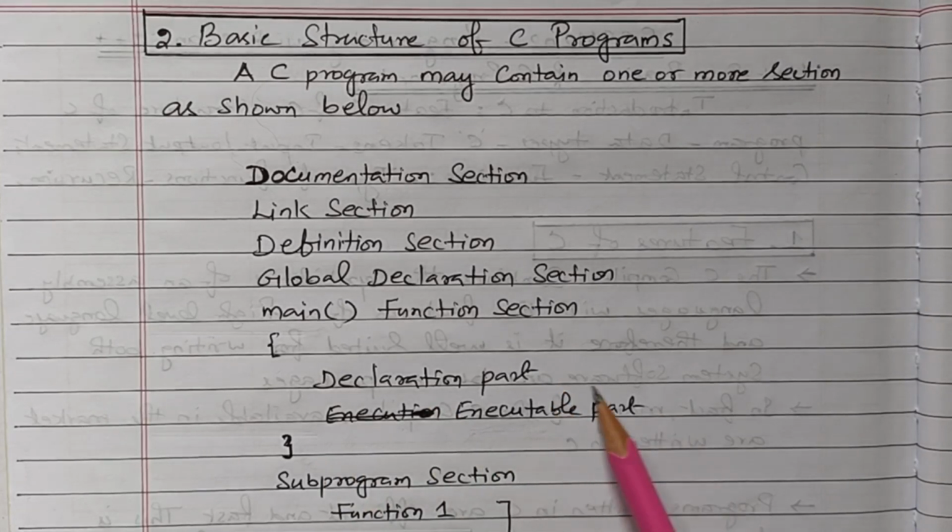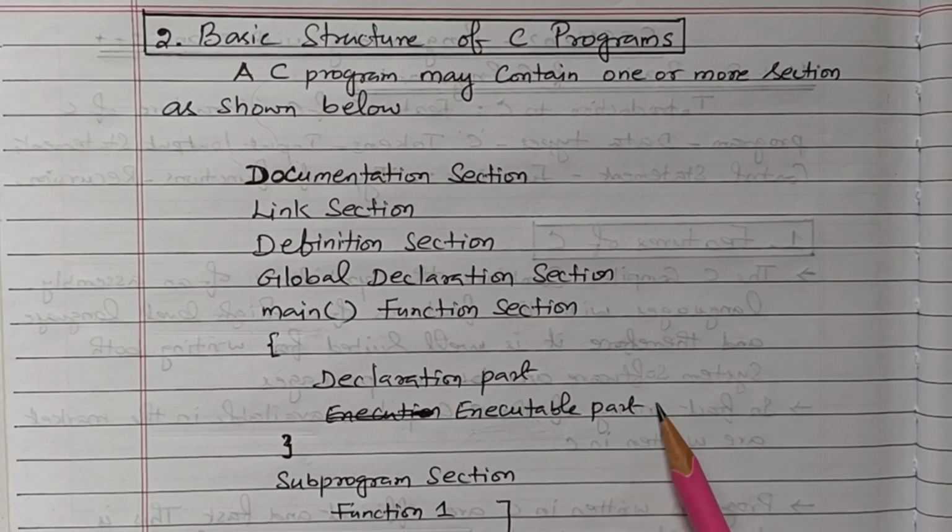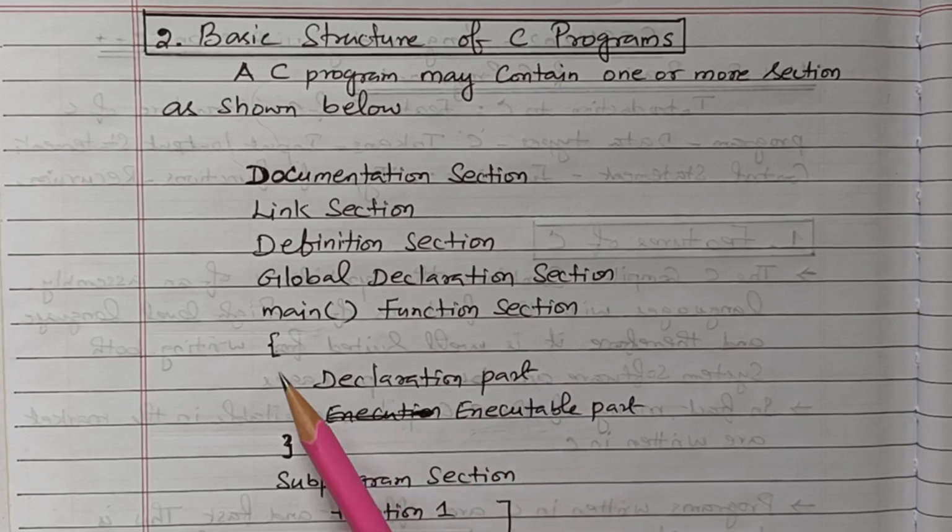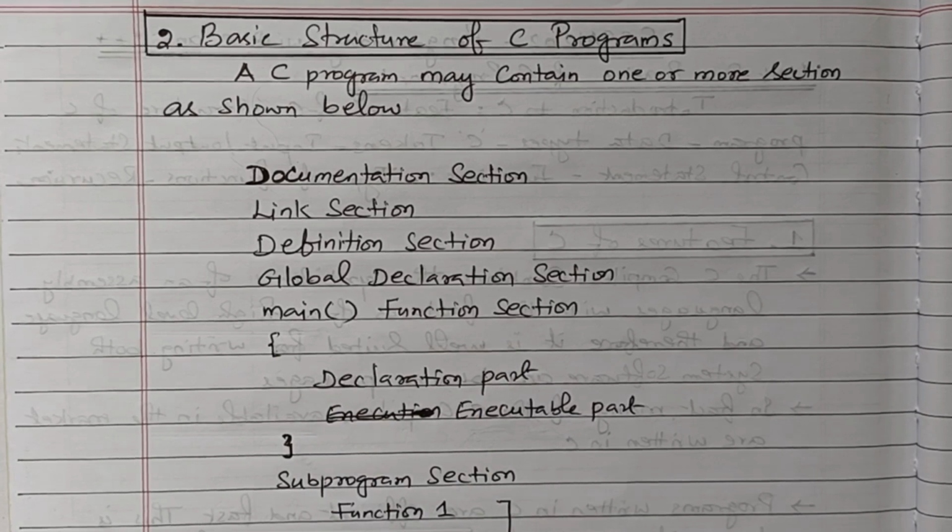Right? All the statements, either declaration part or executable part, should end with a semicolon, which means that the sentence is completed. So the main section contains the declaration part and executable part within the two braces. Now we'll go to the subprogram section.